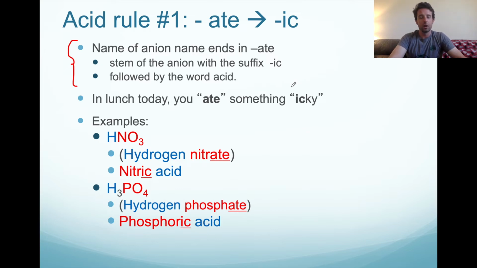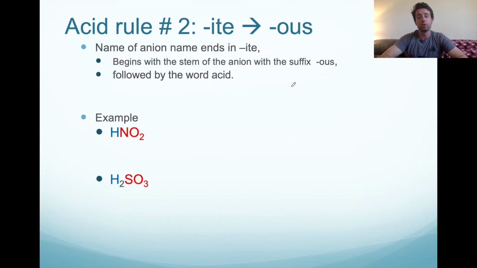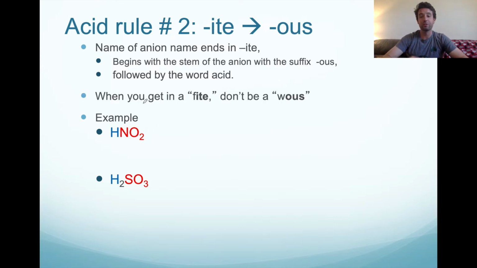So let's move on to acid rule number 2. Ite to ous. The name of the anion ends in ite here. So for example, NO2 is going to end in ite. The punchline here, the way to remember it, is: if you get into a fight, don't be a wuss.